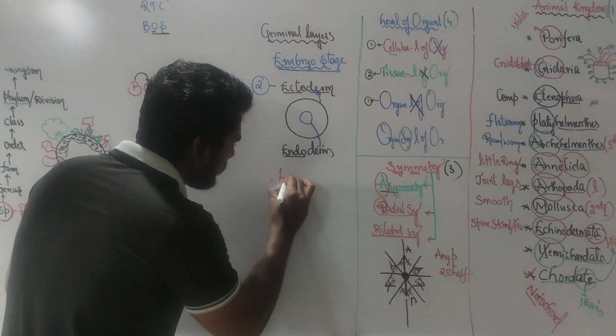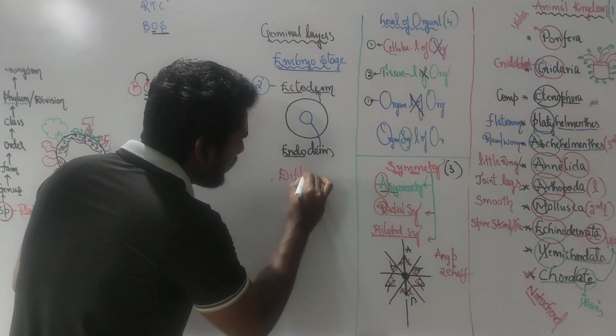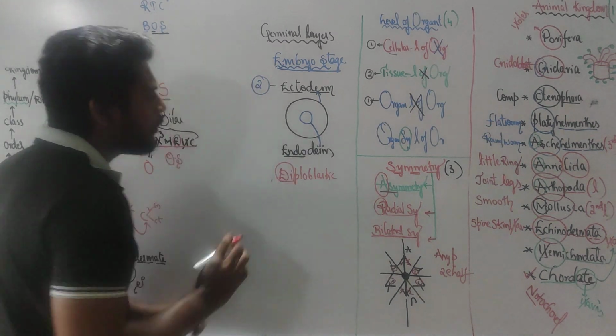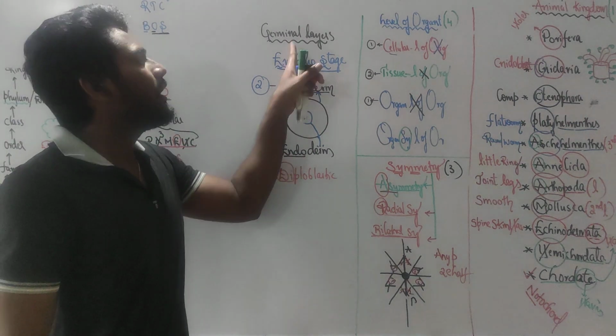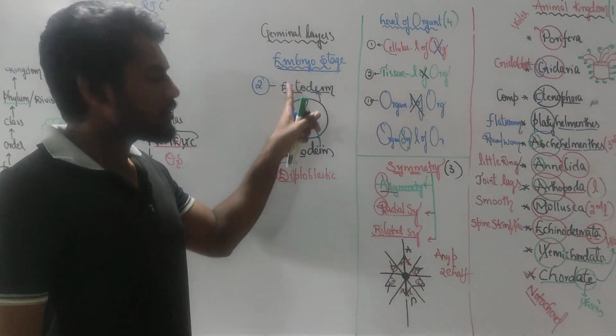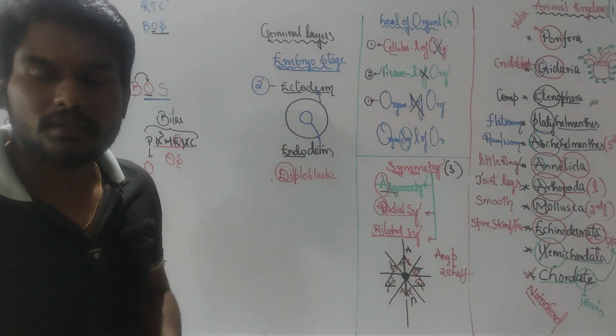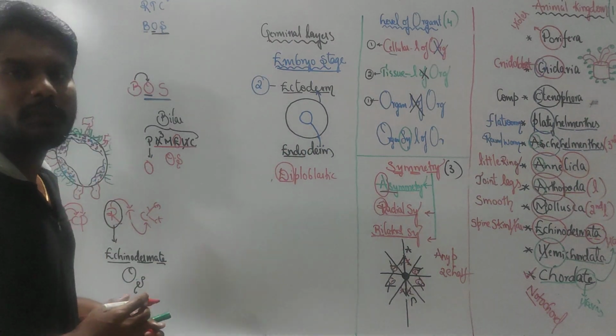Diploblastic organism. Diplo, di means what? 2. Only 2 germinal layers are present when those animals are in the embryonic stage. What are the 2 germinal layers? Ectoderm as well as endoderm. Such animals we call diploblast.